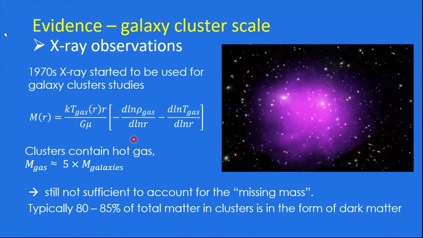It is then known that clusters harbor a large amount of intracluster hot gas with temperature of 10 to 100 million Kelvin and with mass reaching 5 times the galaxy mass, or mass in the form of galaxies. But this addition is still not sufficient to account for the missing mass in the clusters. It is now suggested that typically 80 to 85% of the total matter in the clusters is in the form of dark matter.